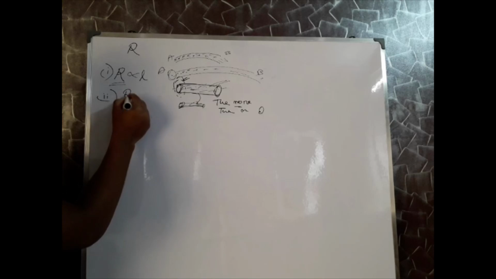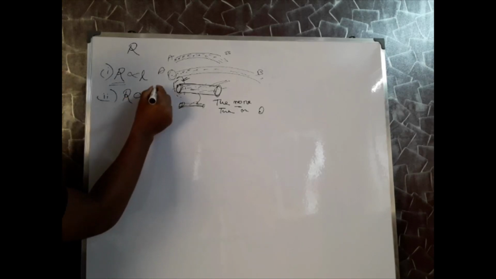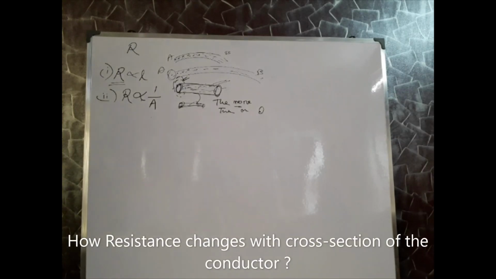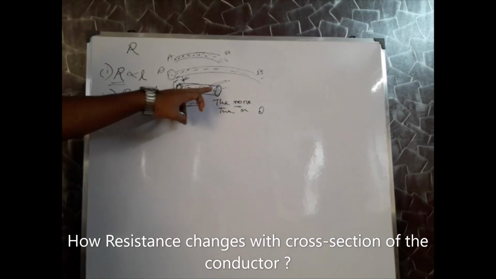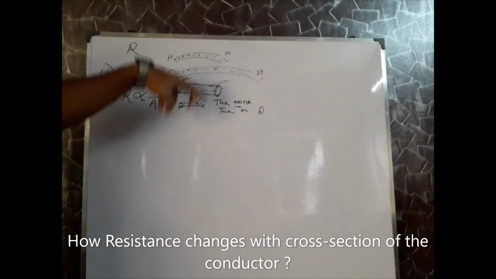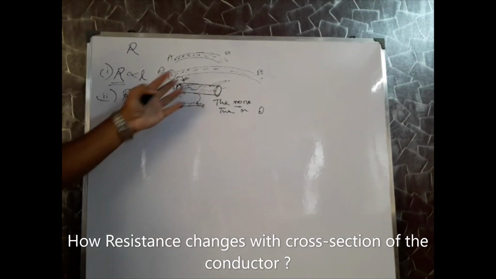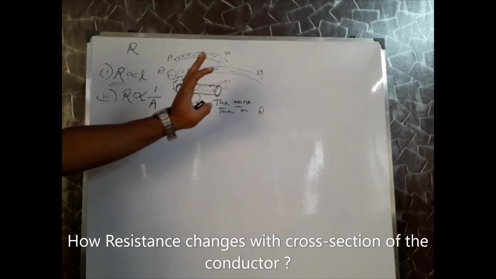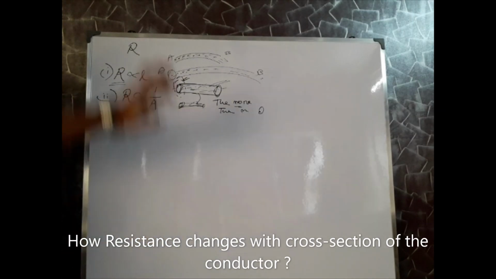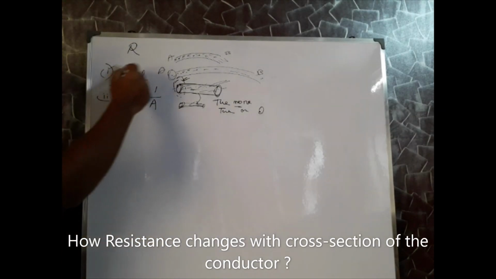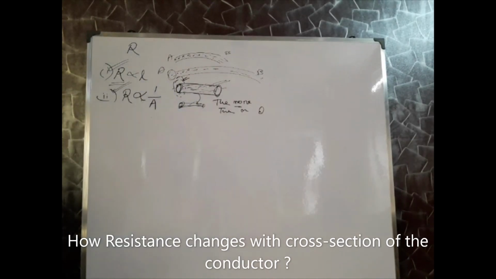So simply, the resistance is inversely proportional to the cross section area. Understand why? I already told, that is what? If you increase the cross section area, more current can flow, more electric charge can reach from this side to this side. That means automatically resistance will be decreased. So these are the two greatest factors affecting the resistance.